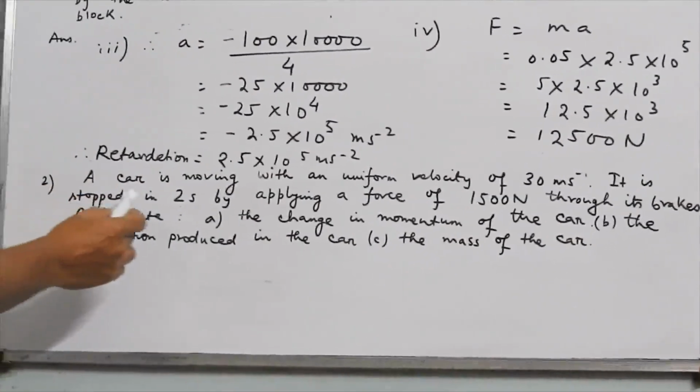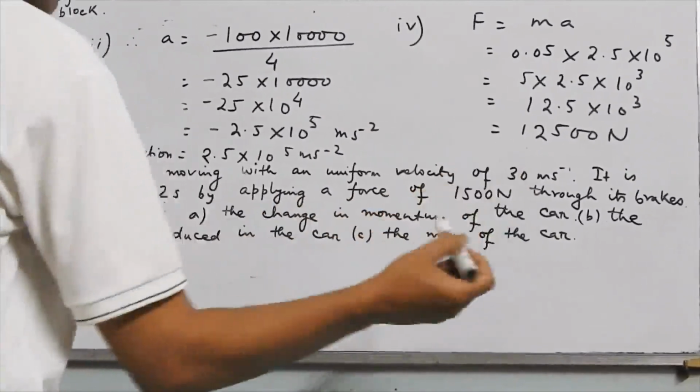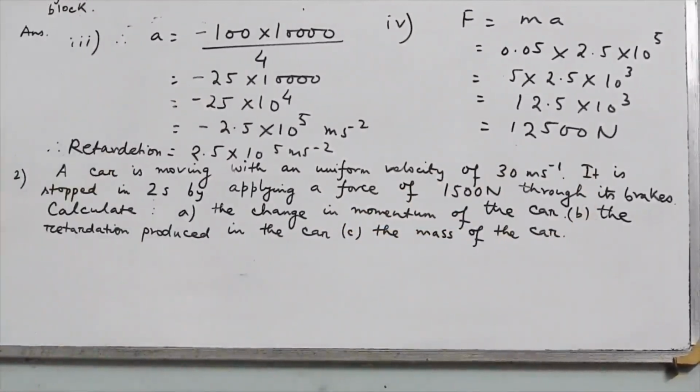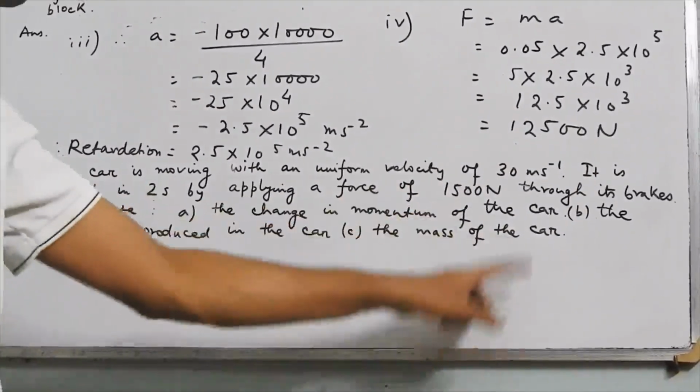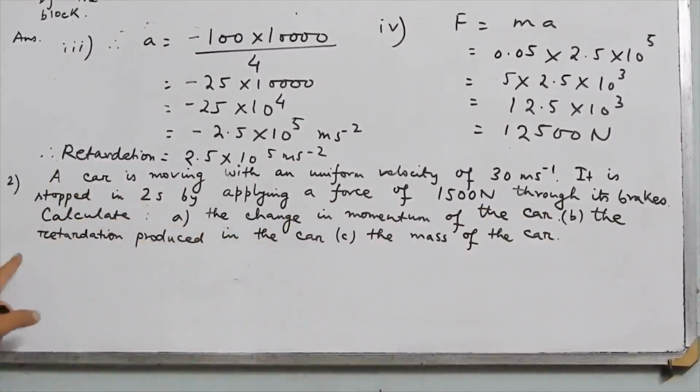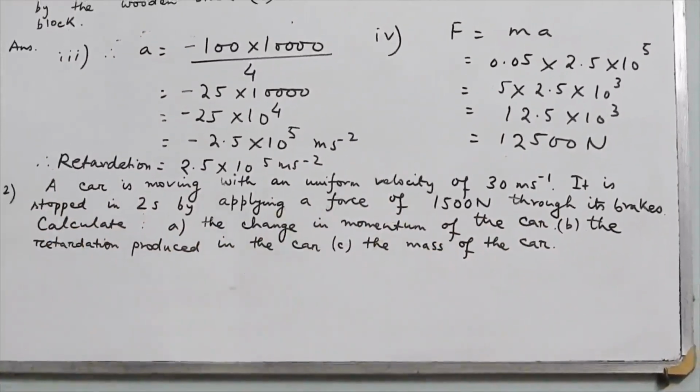The next problem is, it is given that a car is moving with a uniform velocity of 30 meters per second. It is stopped in 2 seconds by applying a force of 1500 Newton. By applying brakes, you have to calculate the change in momentum, the retardation and the mass of the car.